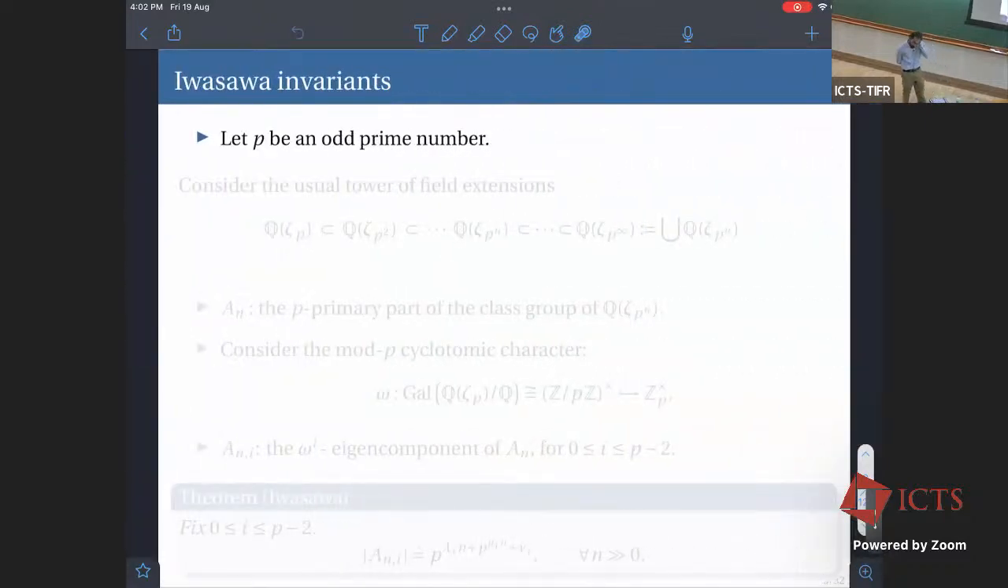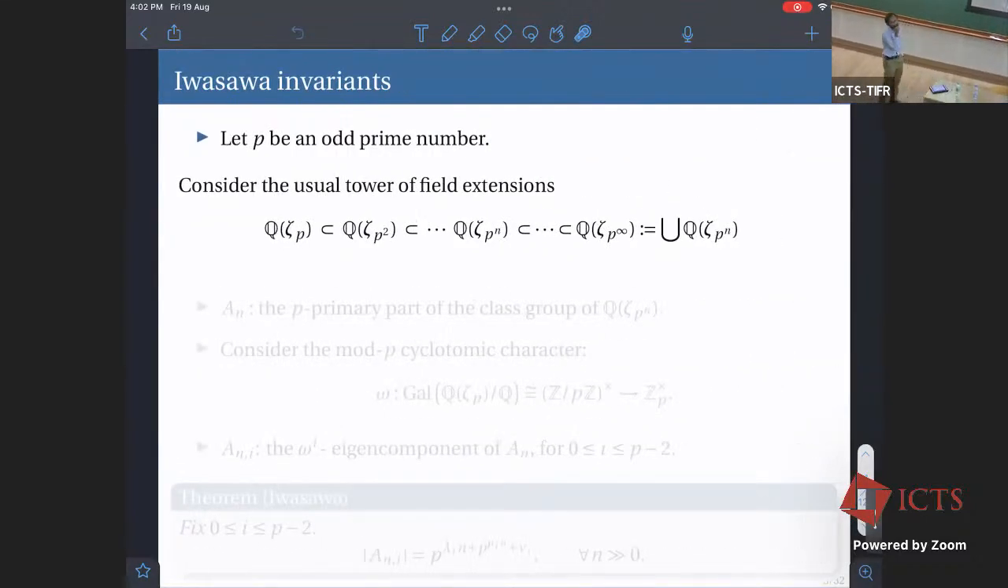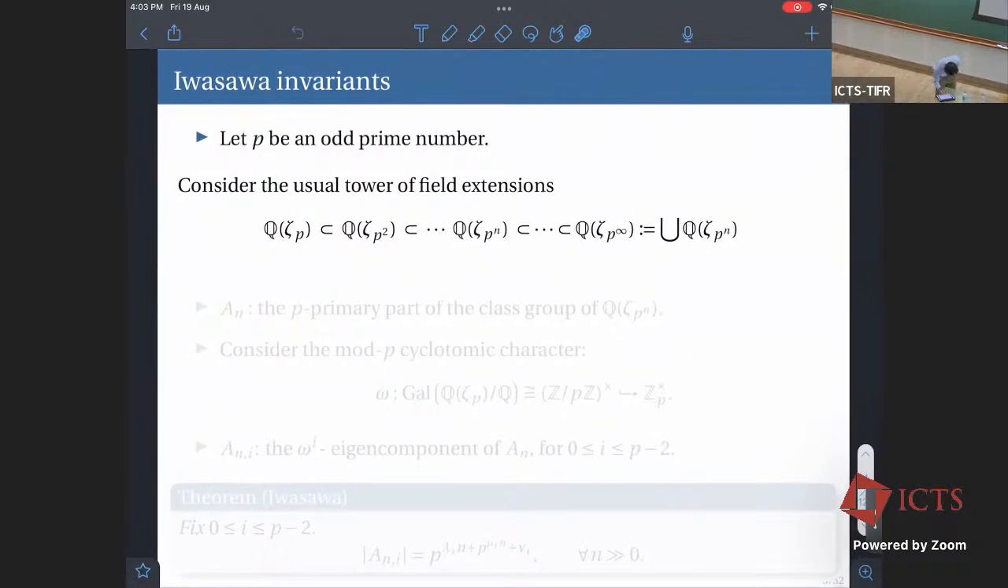Okay, so just some classical Iwasawa theory. If you have an odd prime number p, in the setup of Iwasawa theory, we have this usual tower of field extensions that give you the cyclotomic Z_p extension. So you have Q(ζ_p), Q(ζ_{p^2}), Q(ζ_{p^3}), and so on and so forth. And then when you take the union of all of them, I'm just calling it Q(ζ_{p^∞}). And this field extension has the property that the Galois group here is just isomorphic to the p-adic integers Z_p.